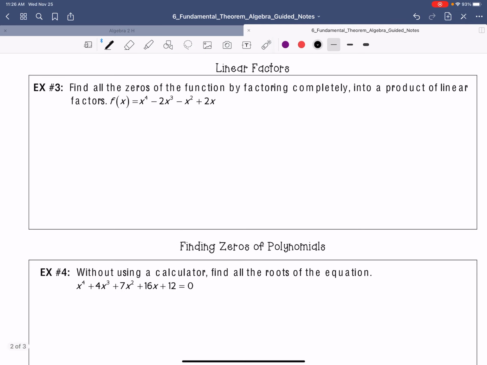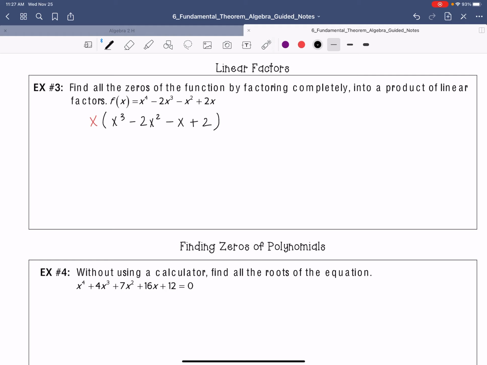Still 4. Okay, find all the zeros of the function by factoring completely into the product of linear factors. So this one we're going to just break all the way down into linear factors. Again, when there's 4 different terms, I always check if factor by grouping can work, and you always check for a greatest common factor. Looking at this one, I can see that an x can come out of all of these. So I'm going to go ahead and factor out that x, and then I'm left with x cubed minus 2x squared minus x plus 2.